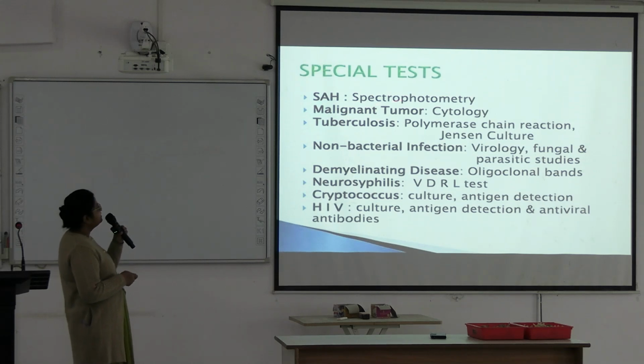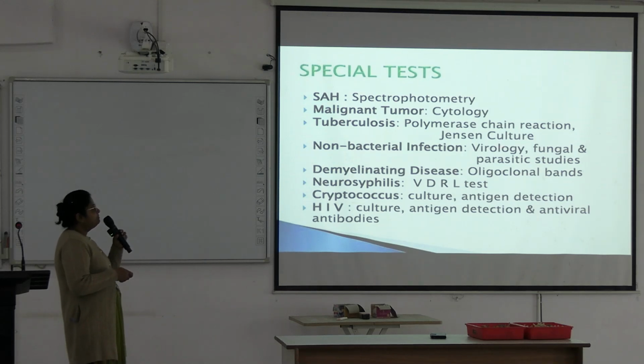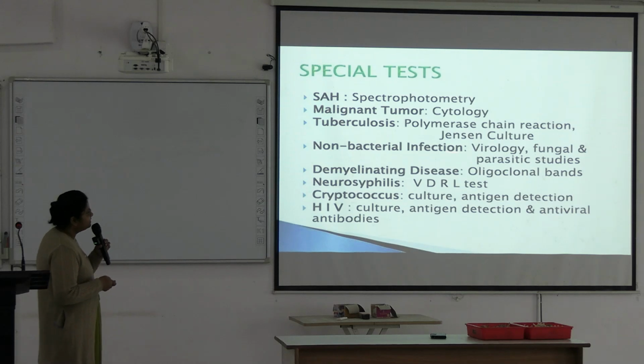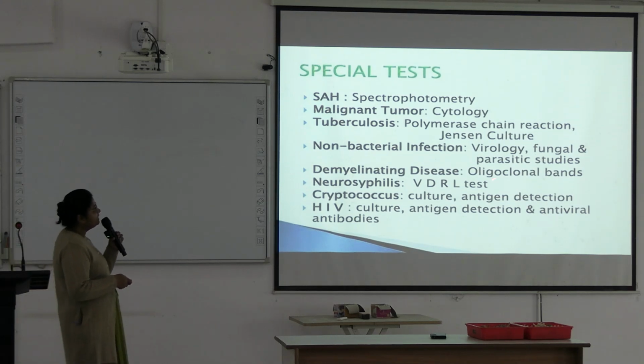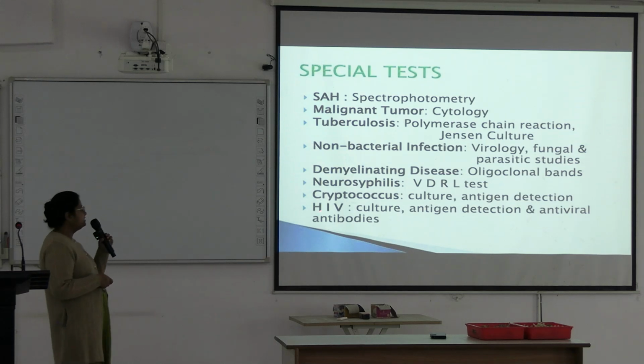Subarachnoid hemorrhage, you have to do spectrophotometry. Malignant tumor, cytology. In tuberculosis, PCR, polymerase chain reaction, and Jensen's culture are done. In non-bacterial infection, you have to do virology, fungal and parasitic studies. In demyelinating diseases, you have to see oligoclonal bands. Neurosyphilis, VDRL test. Cryptococcus, you have to do culture and antigen detection. HIV, you have to do culture, antigen detection and antiviral antibody tests.